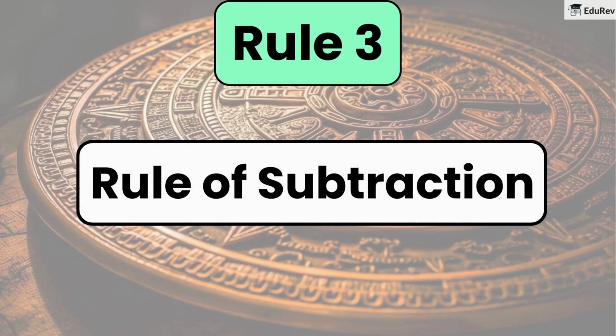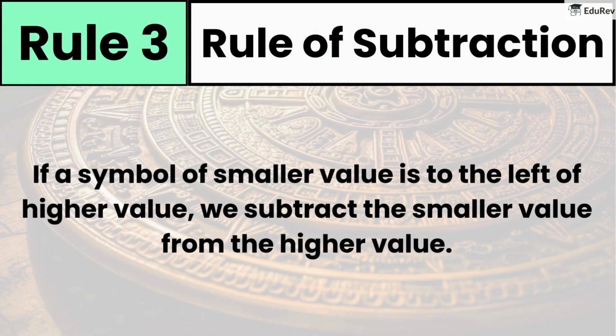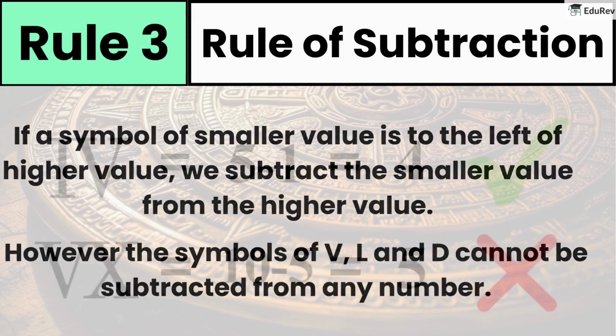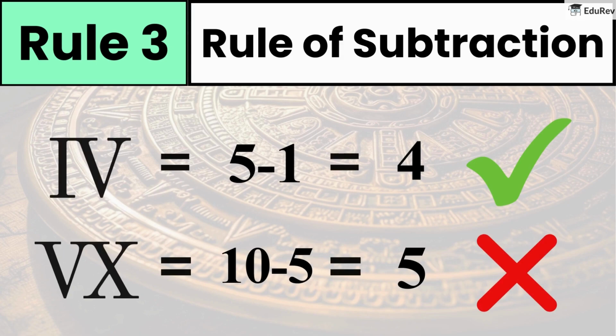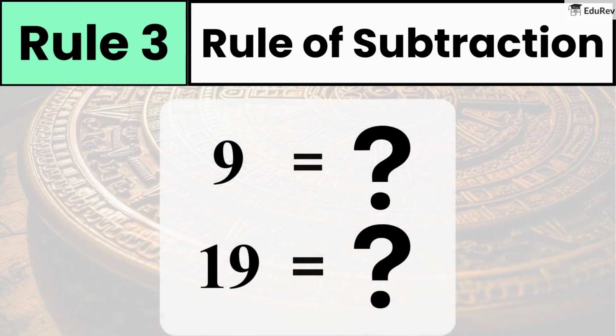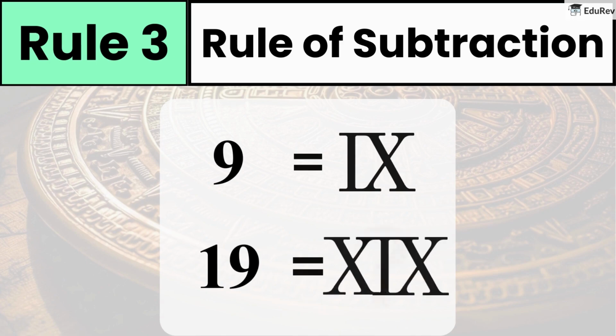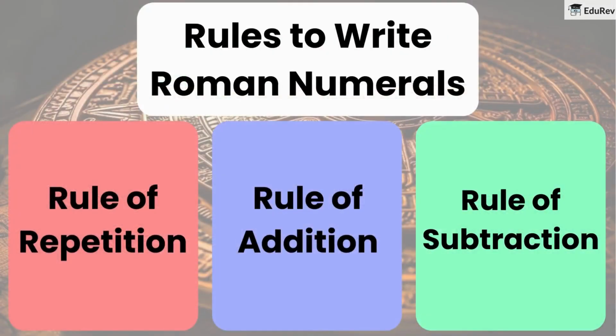Rule 3, Rule of subtraction. If a symbol of smaller value is to the left of a higher value, we subtract the smaller value from the higher value. However, the symbols V, L and D cannot be subtracted from any number. So we can have IV as 4 but we can't use VX as 5. Now can you tell how we can write 9 and 19? Yes, 9 will be written as IX. 19 will be written as XIX. Hence, when writing Roman numbers, we just have to remember these 3 rules. And we can write any number.